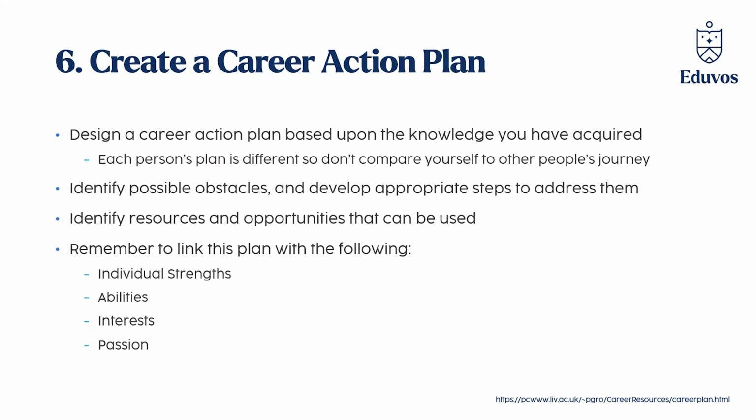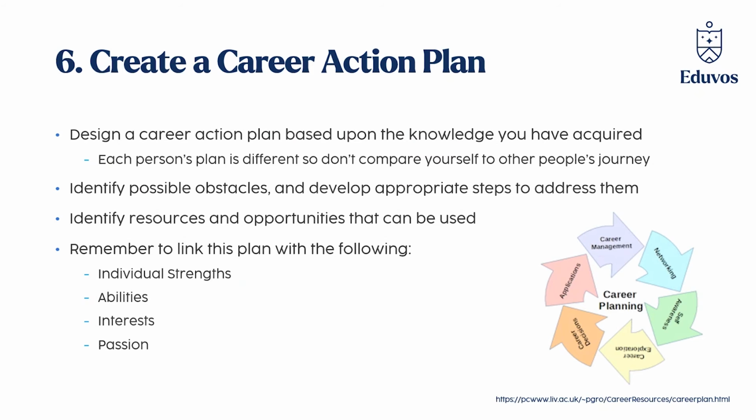So remember to link this plan with the following: your individual strengths. Who are you as a person? Your abilities. What are you good at? Say for instance, if you are in a wheelchair, becoming a rugby player on the South African rugby team is not necessarily going to happen. You could be part of the team, but it might not happen that you're actually a player on the team. But you can be the coach, you can be the umpire, you can be the person that, I don't know, make a plan. Interest. What are you interested in? And also, what is your passion?